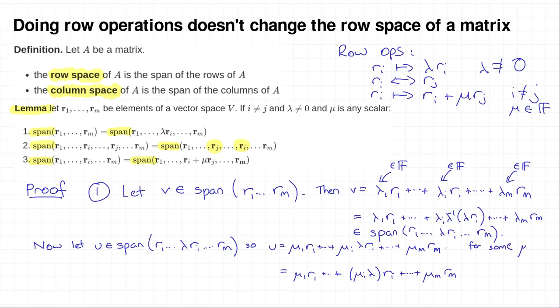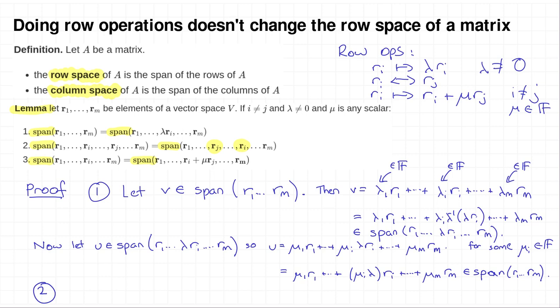Now the mu i's, remember, are just elements of our field, just some scalars. And when we rewrite it like this, we can see that this is a linear combination of R1 up to Rm. So it's in the span of R1 up to Rm. We have now shown that for part one, the left-hand side is contained in the right-hand side, and the right-hand side is contained in the left-hand side, therefore they're equal.